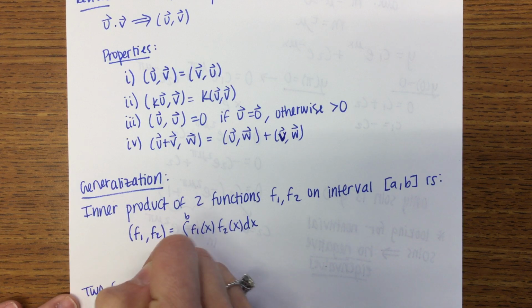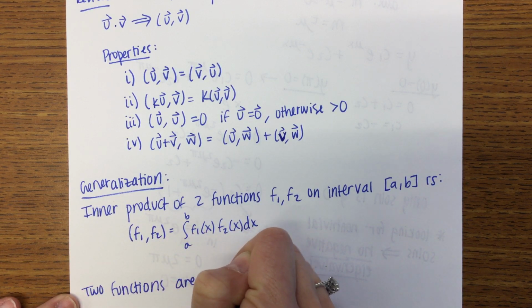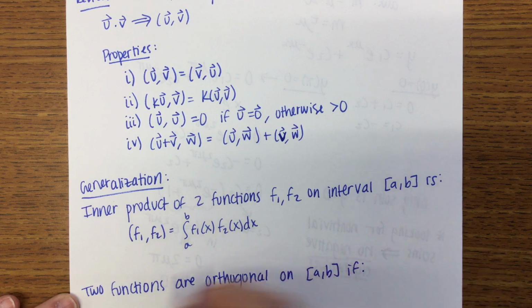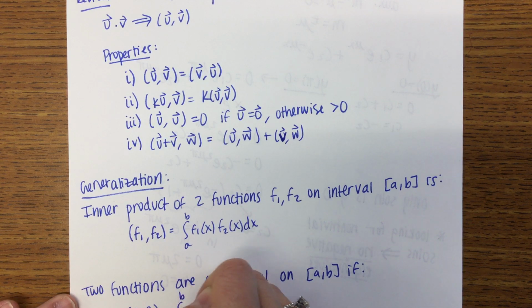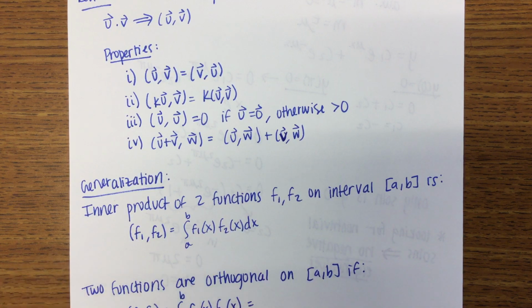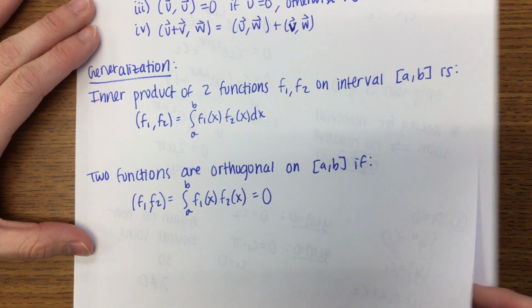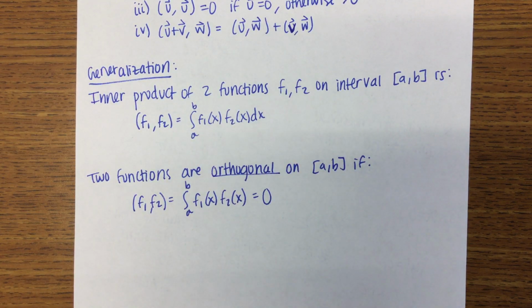We say that two functions are orthogonal on the interval a to b if, you can probably guess this, what do you think? Two functions are orthogonal if their inner product equals 0. Oh, sorry, I didn't realize I was off the screen. Yeah, 0. Now, something to know: orthogonal here does not mean perpendicular. There is no geometric significance to two functions being orthogonal in this way. It's a term that you're going to need, but it does not mean that your two functions are perpendicular.